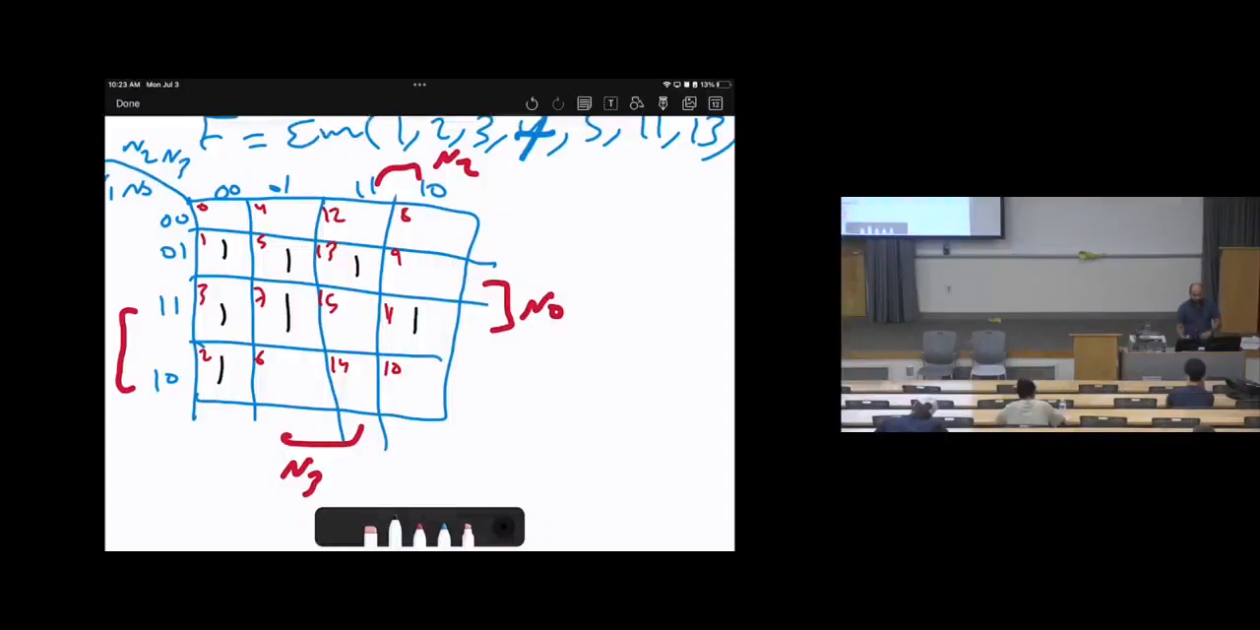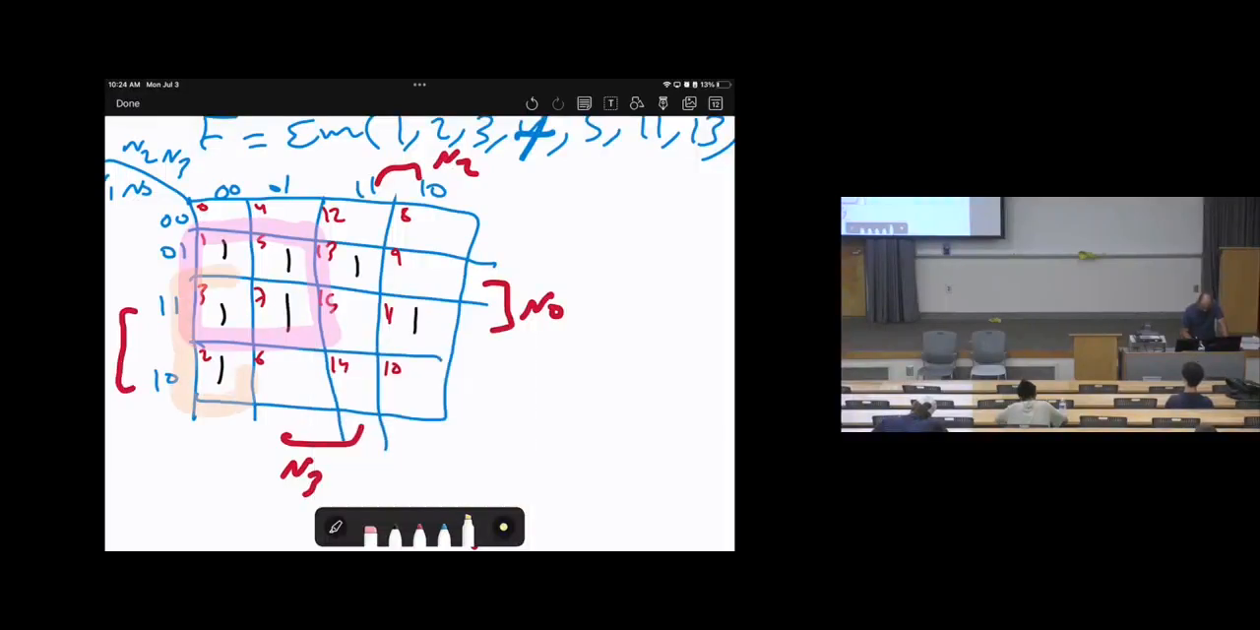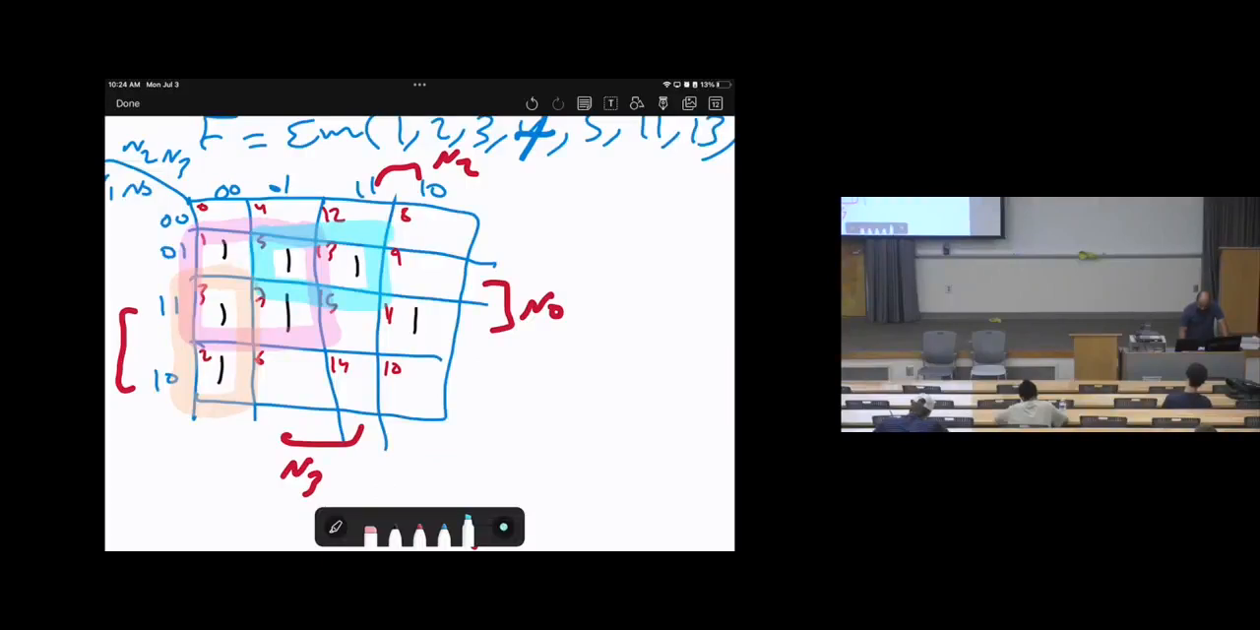Now we need to group this to build the circuit. So let's group. We can group these four. Okay. Then what else? We can group these two. We cannot make it in four. Then we can group these two. And the last one, we can group it this way, right?